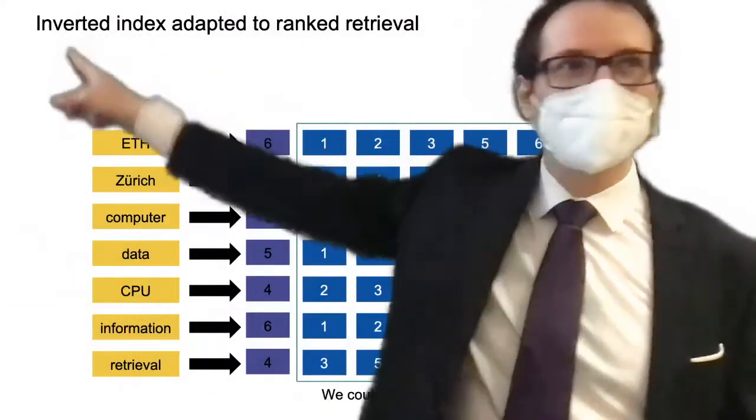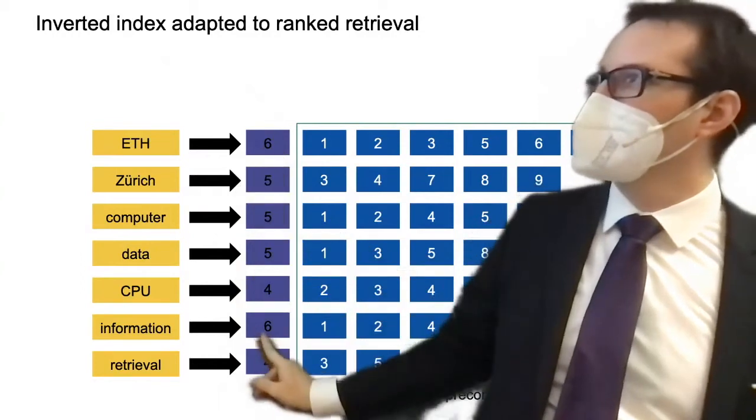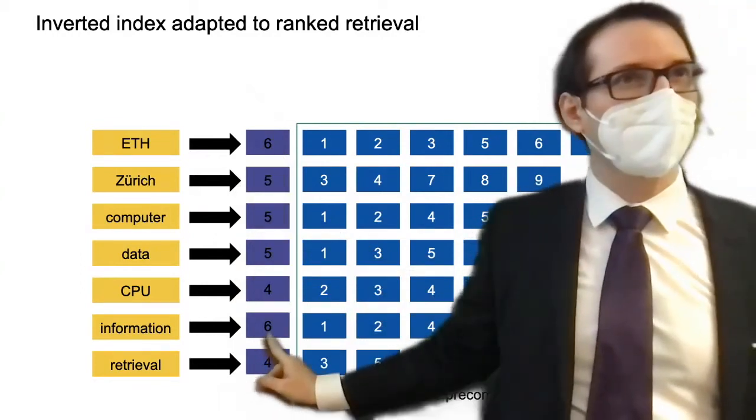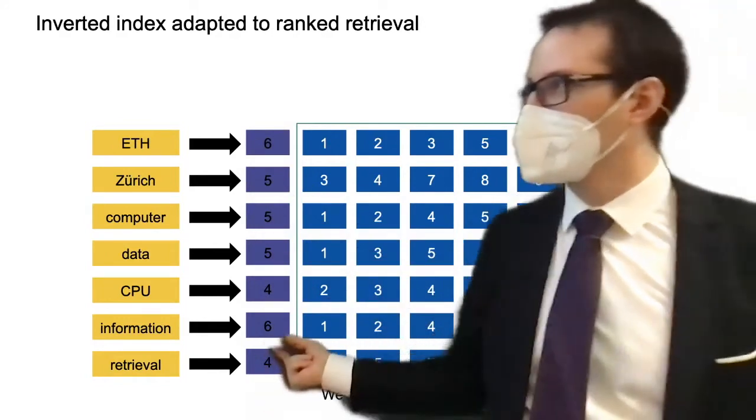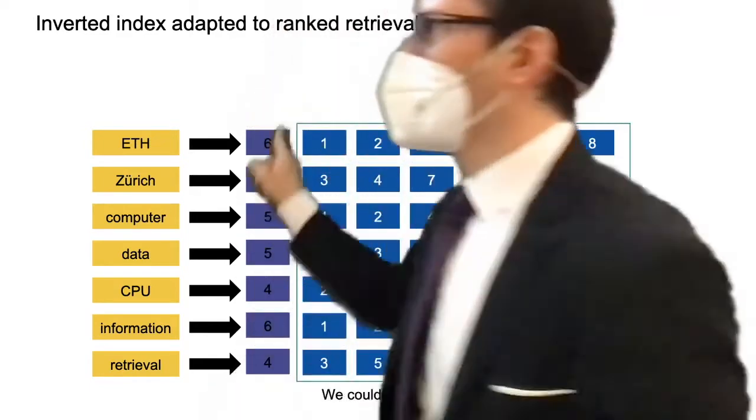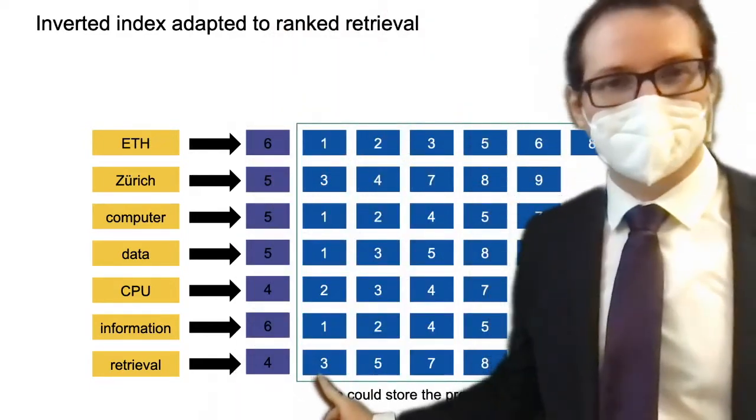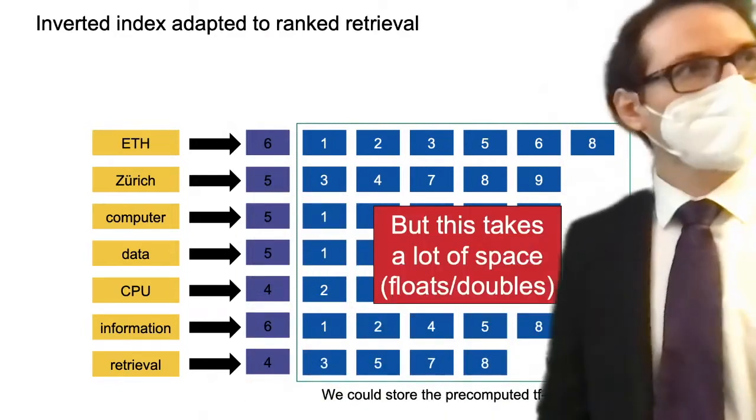Yes, so the purple boxes, right? This is what you mean. Yeah, exactly. These are the document frequencies. That's exactly what this is. These are the document frequencies of the terms. It's the number of documents that contain the term. So we are not far away from the IDF once we have that, right? So we can basically store the IDFs at that place, right?